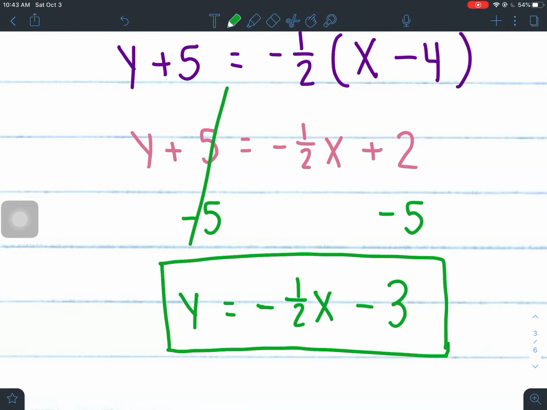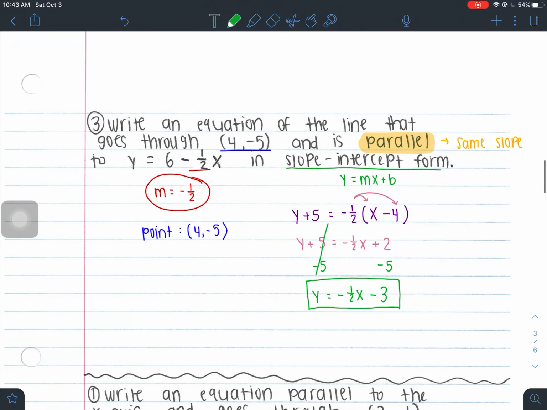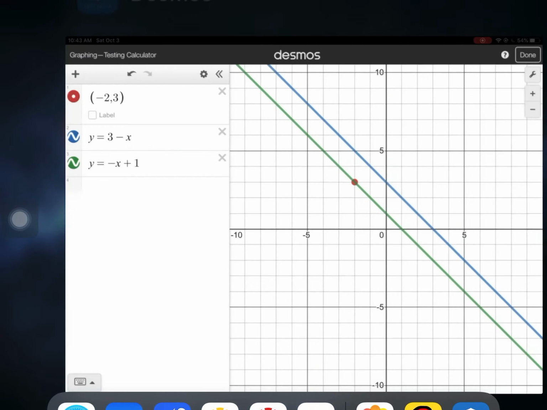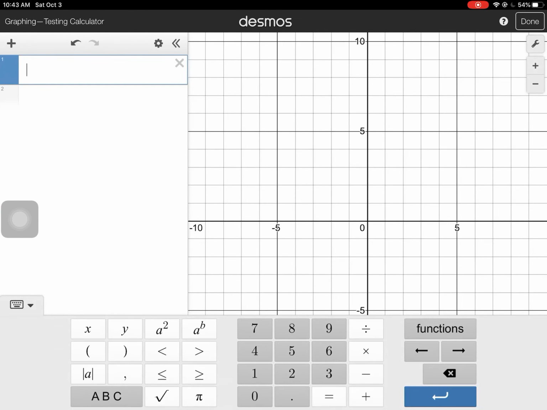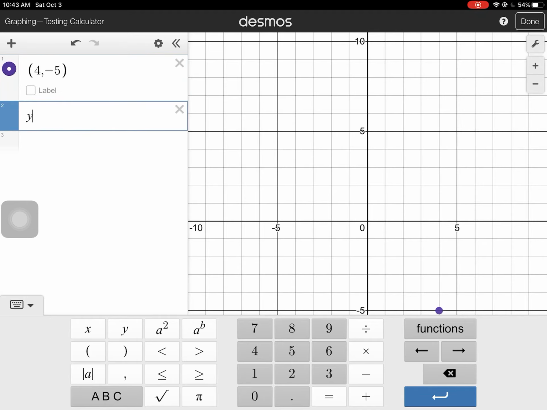And this is in slope-intercept form, so this is our final equation. I'm going to go ahead and check this with Desmos because I do not have a key, and I want to make sure I'm doing this correctly because it would suck if I did it wrong in a video. (4, -5) is the point that they wanted us to use. And we have y equals 6 minus 1/2 x.